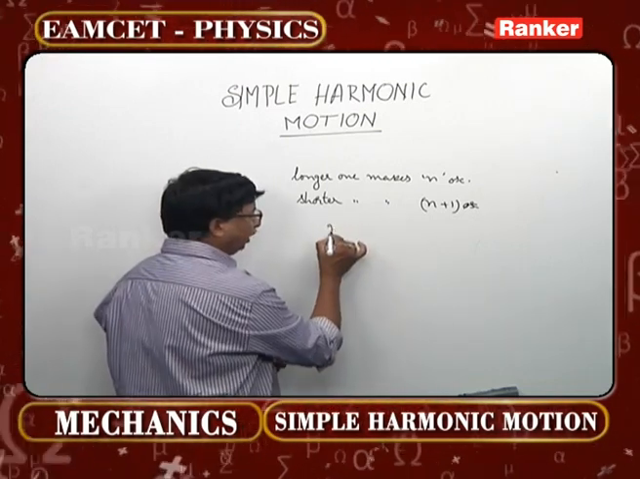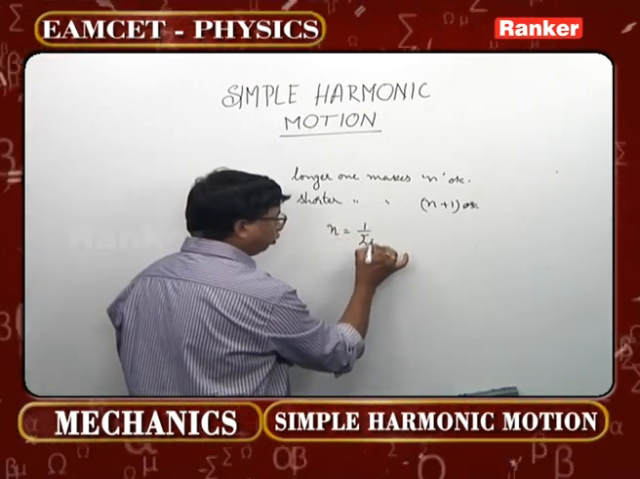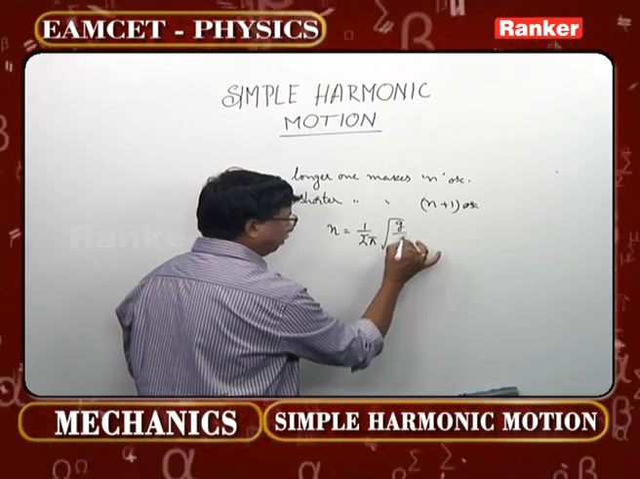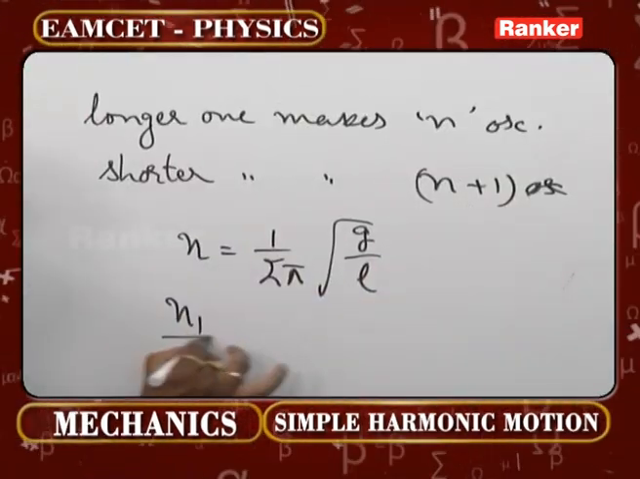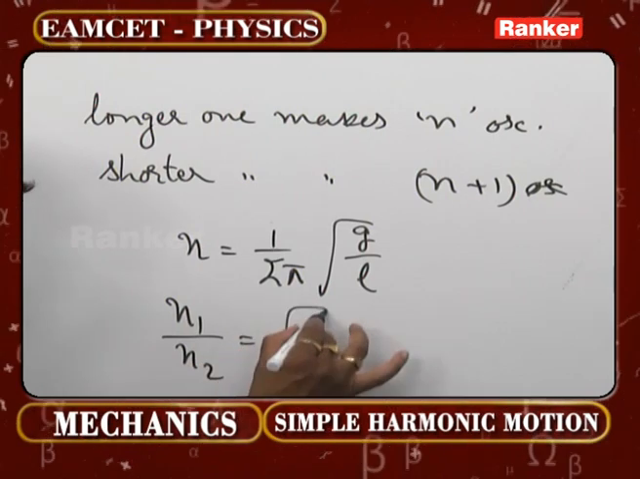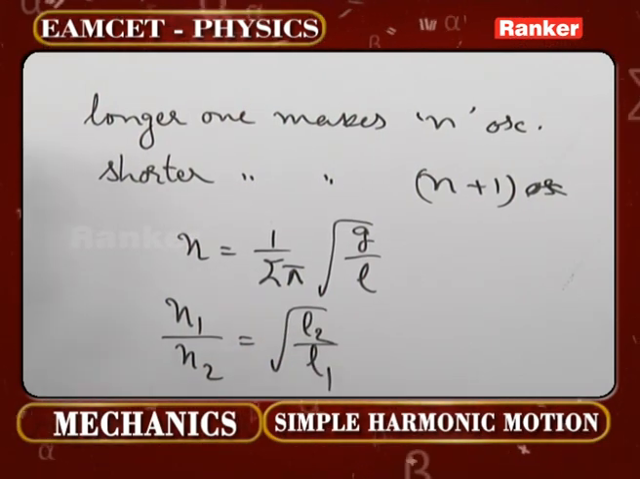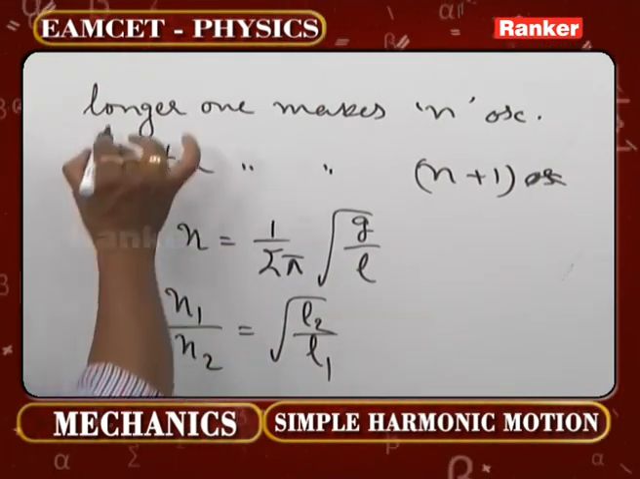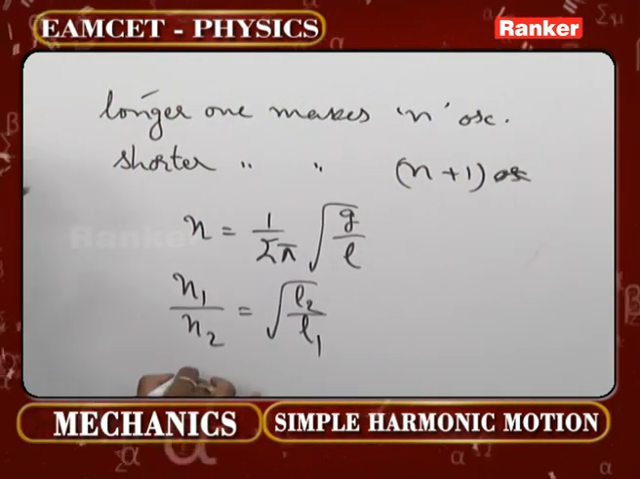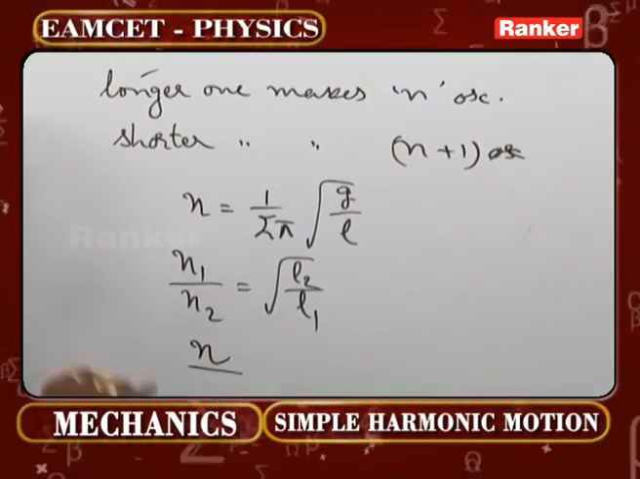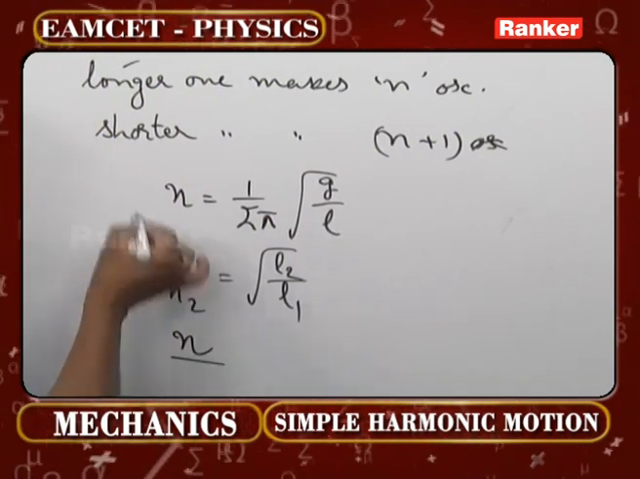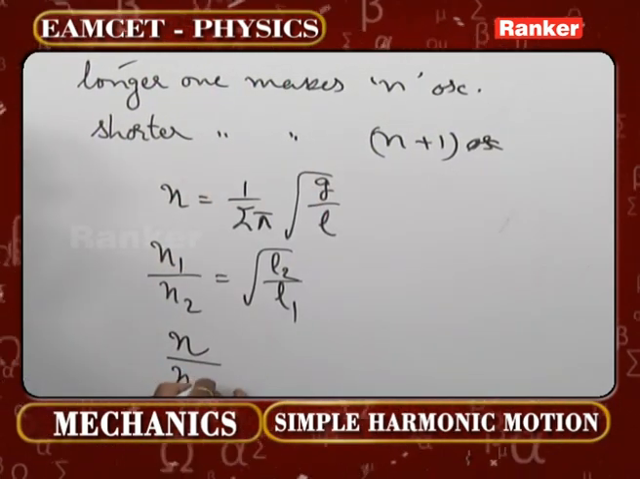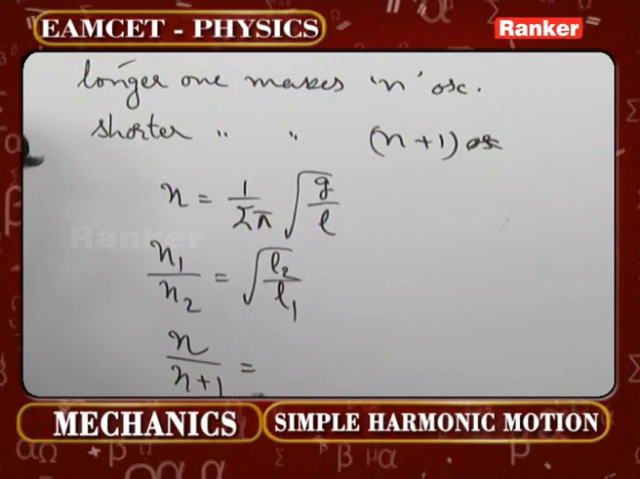So if you write n is equal to 1 by 2 pi under root g by L, then I can write n1 by n2 is equal to root L2 by L1, the formula. If I take n1 is the longer one, how many oscillations does it make? N oscillations, I said. Now n2 is of the shorter one, n plus 1 number of oscillations it makes, I said.